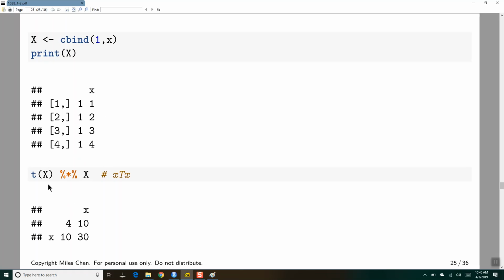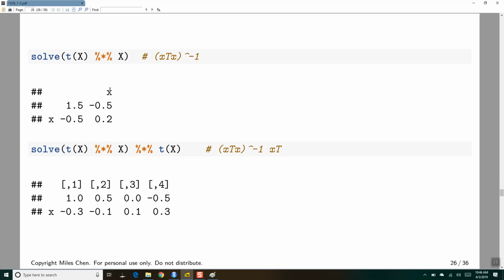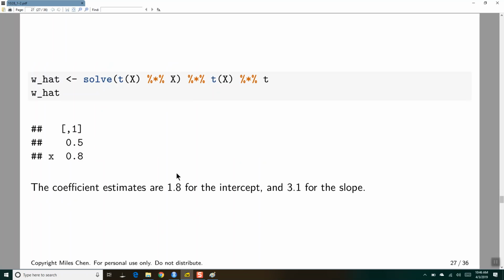We can do x transpose x, which is 2 by 4 times 4 by 2, and that will give me this 2 by 2 matrix. X transpose x is this, and then I invert that. In R, the inverse of a matrix is found by using solve. So x transpose x inverse gives me this. If I do x transpose x inverse times x transpose, now I have a 2 by 4 matrix, and then w hat is x transpose x inverse times x transpose t.